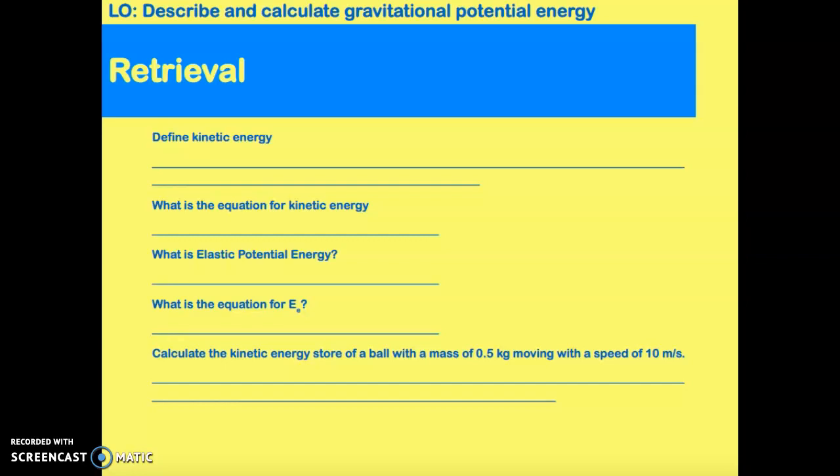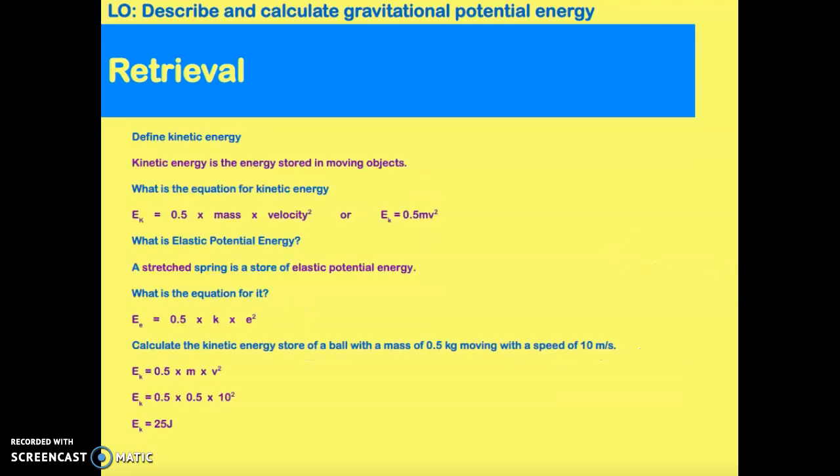Okay, so let's go through the answers. These are all based on our previous lesson on kinetic energy and elastic potential energy. So hopefully you're able to get 5 out of 5 for these. So what is kinetic energy? Kinetic energy is the energy stored in a moving object. What's the equation for this? It's 0.5 multiplied by mass multiplied by velocity squared, or if you wrote it in symbol form, EK is equal to 0.5 mv squared.